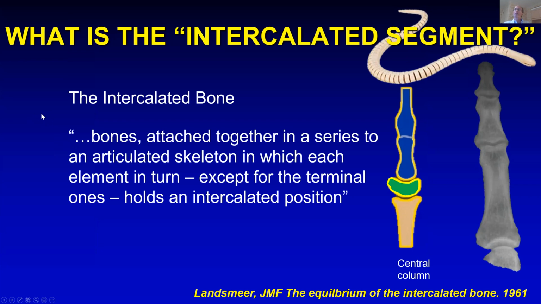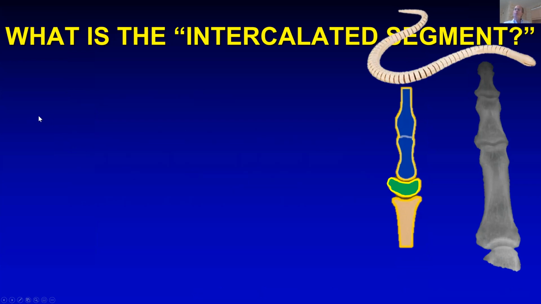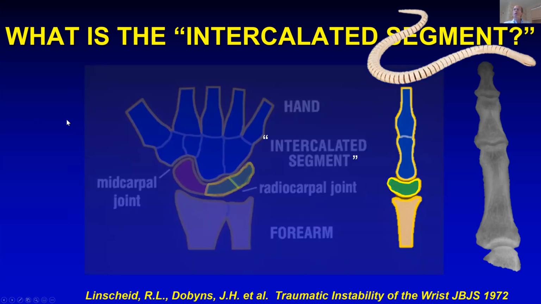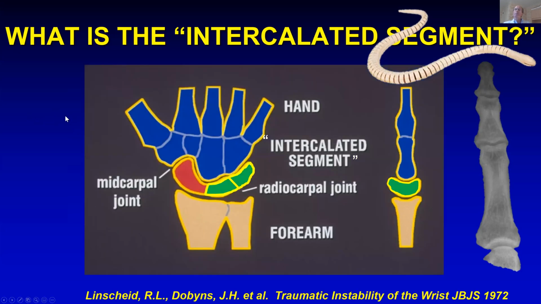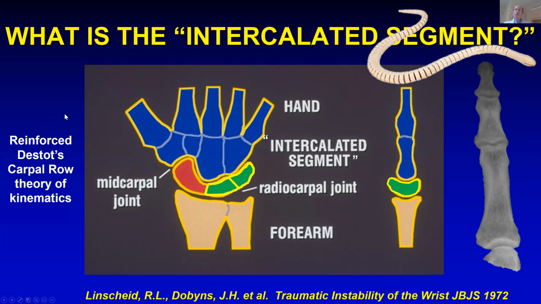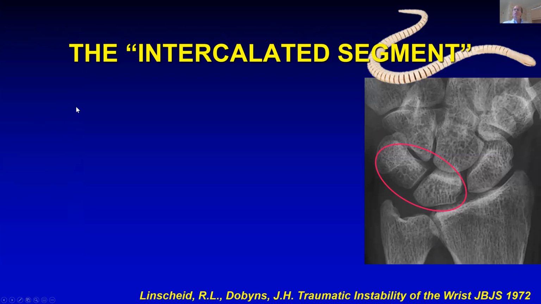column of the wrist. Landsmeer and Dobbins expanded his concept of the intercalated bone in this 1972 landmark article by including the neighboring triquetrum as an intercalated segment, at once rigidly connected but inherently unstable. This concept furthered what is widely now accepted as the carpal row theory of kinematics, proposed by Destot nearly a half-century earlier. There are no tendon insertions on the intercalated segment, thus its motion is entirely dependent on mechanical signals from the distal row. As the hand unit moves, it follows passively.